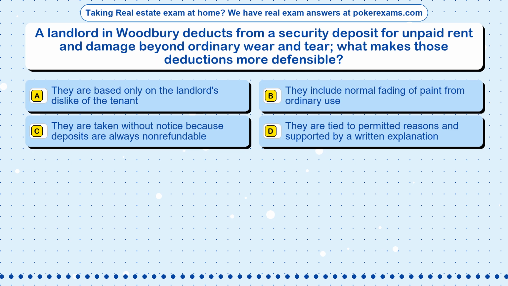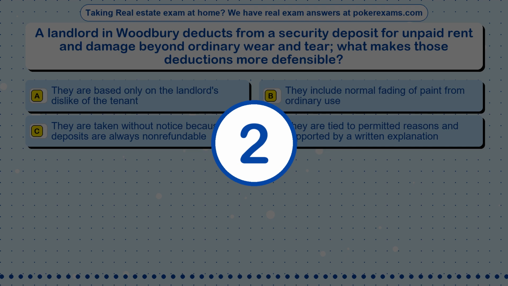Question 36. A landlord in Woodbury deducts from a security deposit for unpaid rent and damage beyond ordinary wear and tear. What makes those deductions more defensible? Option A. They are based only on the landlord's dislike of the tenant. Option B. They include normal fading of paint from ordinary use. Option C. They are taken without notice because deposits are always non-refundable. Option D. They are tied to permitted reasons and supported by a written explanation.